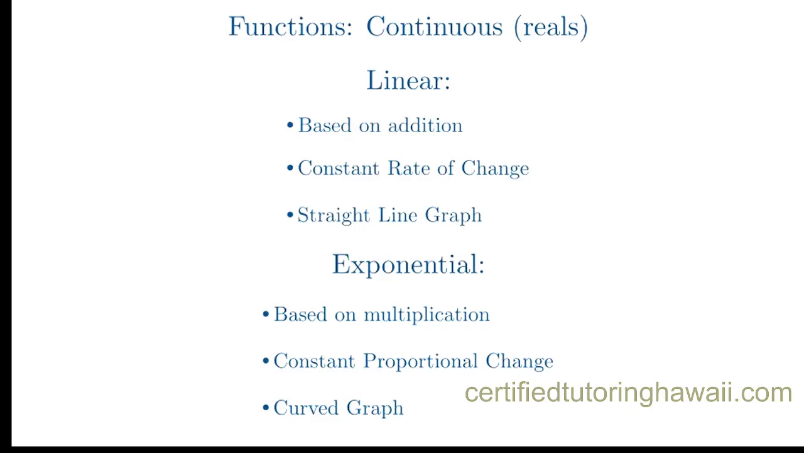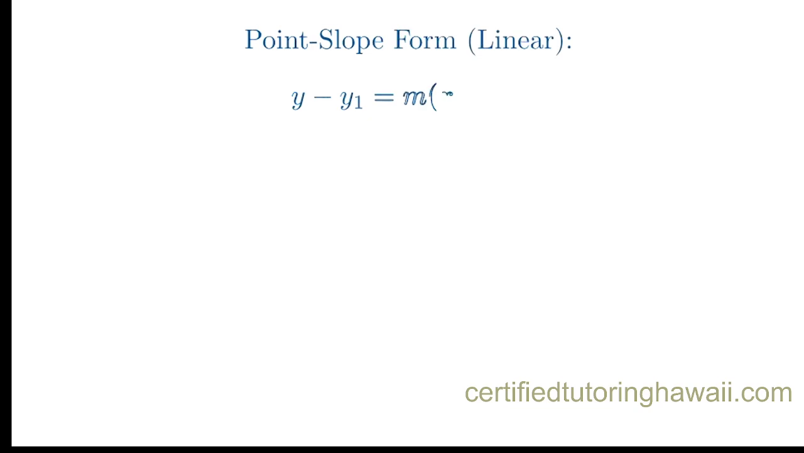Great job today! Just a moment, there's one more important form that's very useful in AP Precalculus: the point-slope and point-ratio forms. For linear functions, you might already know the point-slope form. It's y minus y sub 1 equals m times the quantity x minus x sub 1. This form is used when you know the slope m and any single point x sub 1, y sub 1 on the line. Now, let's derive a similar form for exponential functions. We'll call this the point-ratio form.